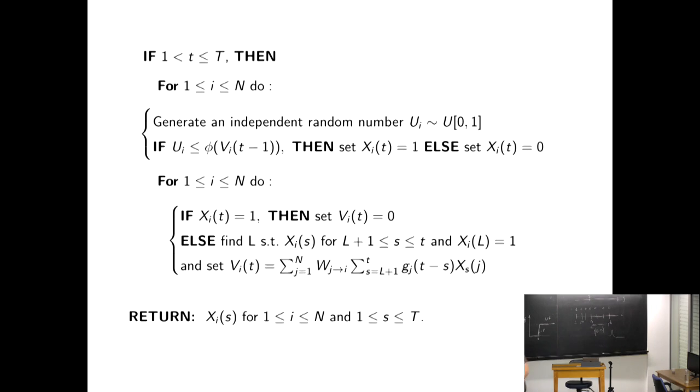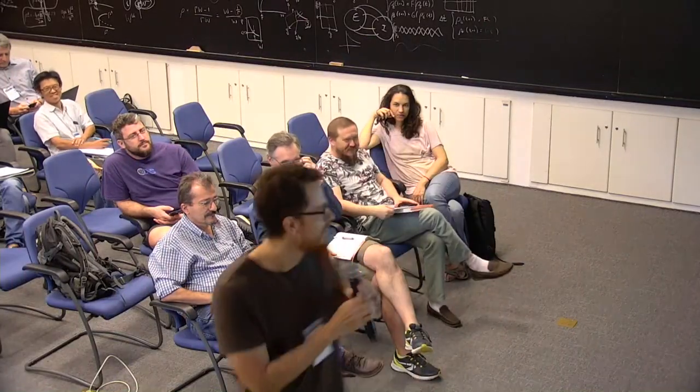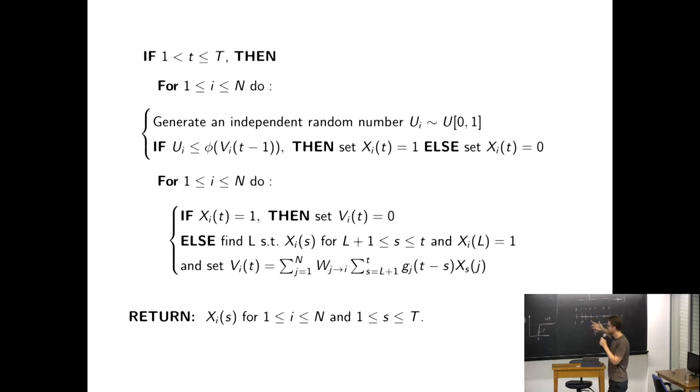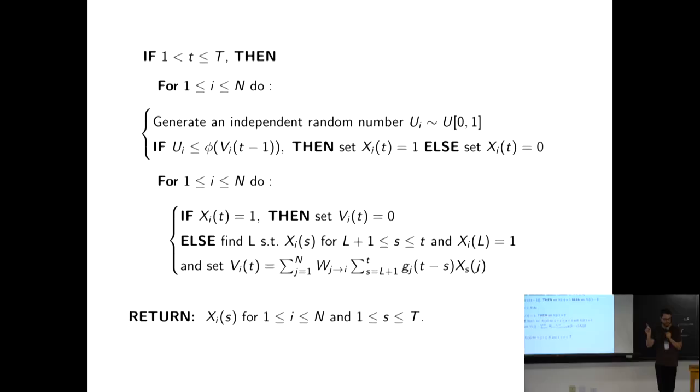In a way, your first slide for t equals zero is not necessary because you still have a problem here. When t equals one, you have to go back to the last spike, and you don't know that. It's true, in a way. It's a good point. Christoph is arguing about the initial condition, essentially.